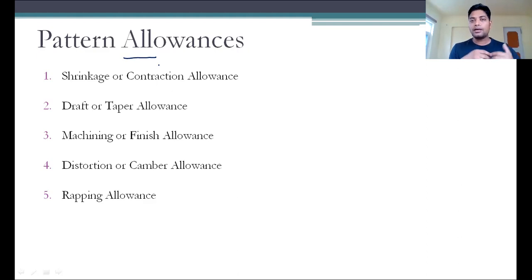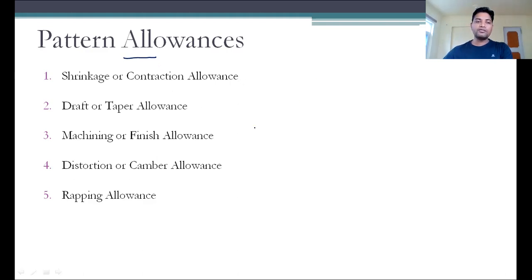And how we will remove this material. On the basis of that only, we have gone through these allowances that we have to provide in the pattern. Because if the material is contracting or expanding, then whatever dimension we have taken for the pattern is not correct. Either we have to increase it or decrease it. That depends on how much percentage contraction or expansion there is, which depends on what material we are using.